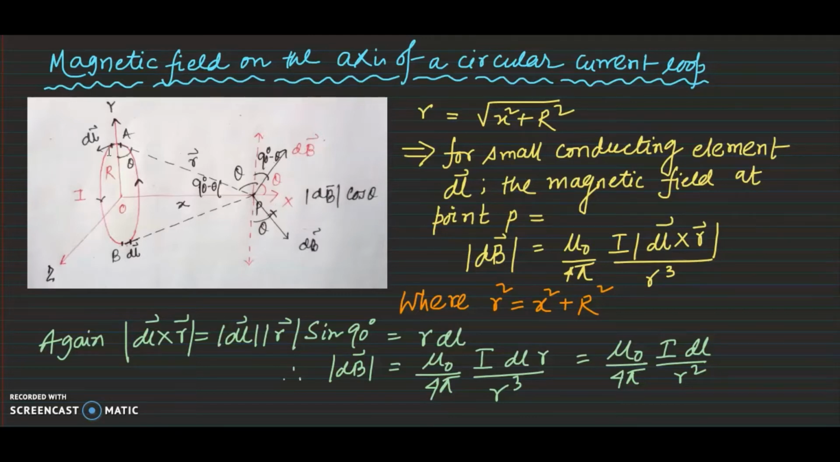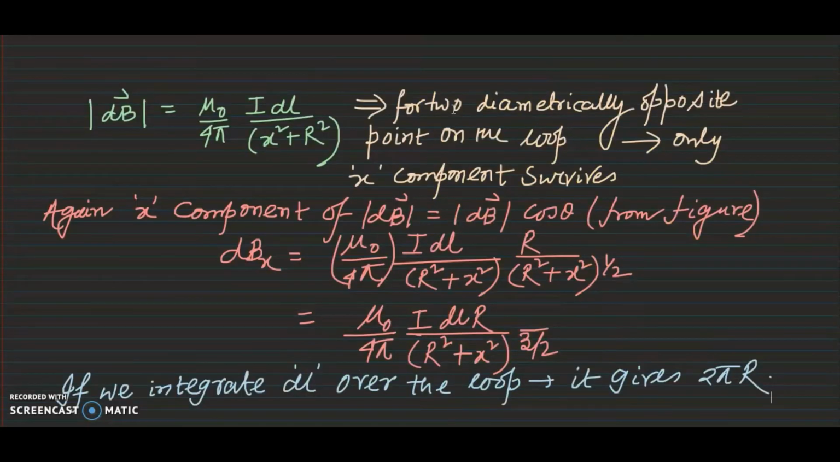Now if I consider several such dl elements, which are pairs of dl elements diametrically opposite on the loop, you can see the perpendicular components get cancelled, but the x components will add up. So for two diametrically opposite points on the loop, only the x component survives. The x component of dB is mod of dB times cosine theta.